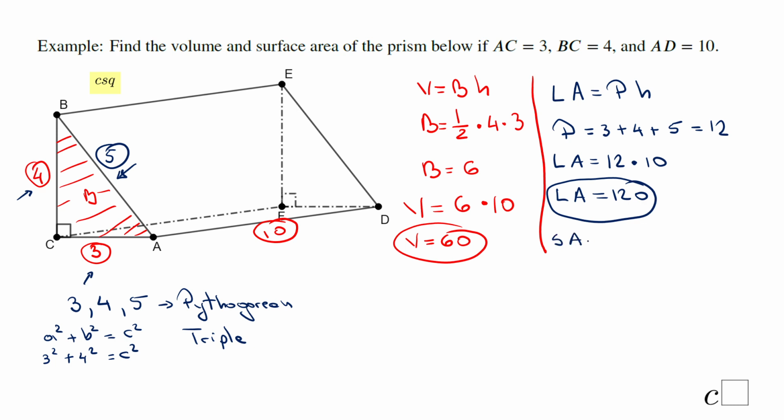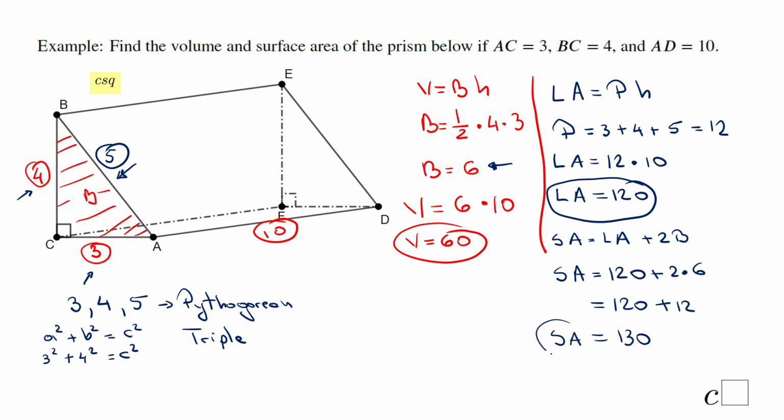Surface area, if you remember, is the lateral area plus the 2 bases. So we have surface area equals 120 plus 2 times what? 2 times 6. The area of the base is 6. So we have here 120 plus 12, so that will be 130. This is the surface area. So this formula is very good if you remember the lateral area equals P times H. It can help you to move faster.